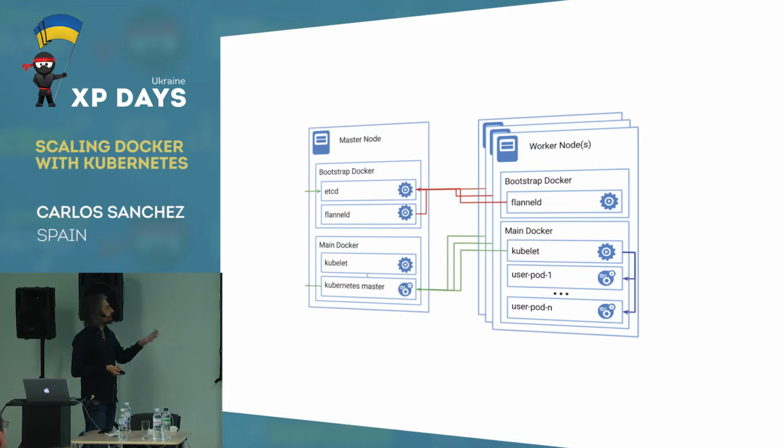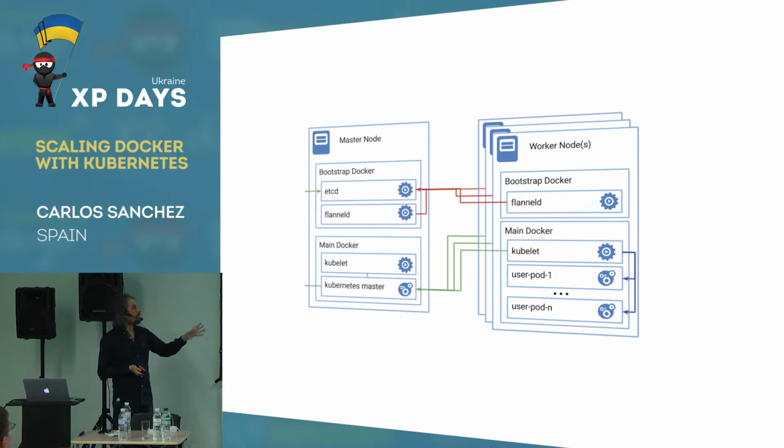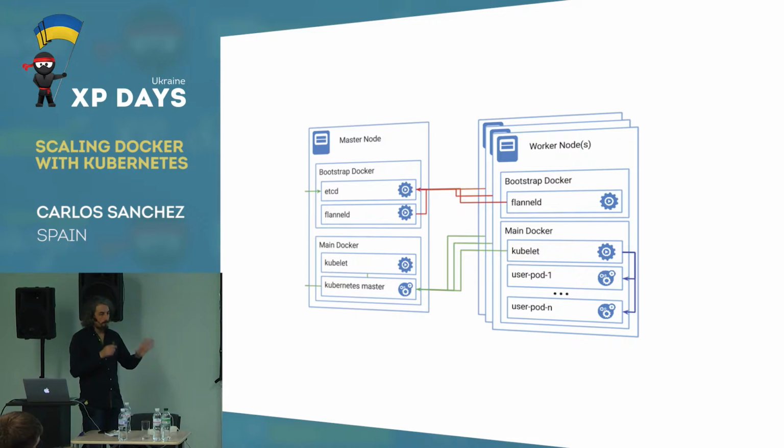So you have one master node and multiple workers. This would be the typical installation. There's something interesting about how Kubernetes does some things: in the master node, it has two Docker servers running. This may be going into too much detail. But the nodes are where the actual work happens, where all the containers run.